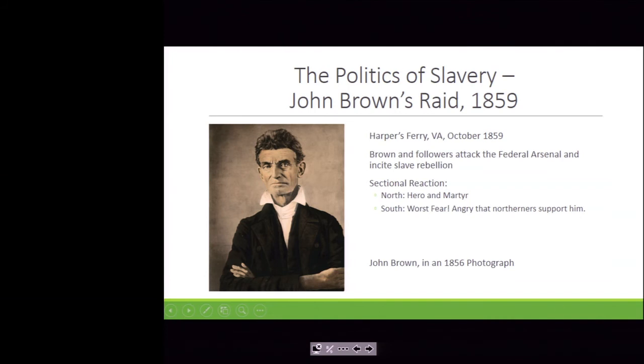He's a famous abolitionist, and he has this brilliant plan in October of 1859 that he, his sons, and his abolitionist followers are going to attack Harper's Ferry, Virginia. Harper's Ferry, Virginia is a federal arsenal. There's guns, there's ammo, there's all sorts of fun stuff that you would need to foment a rebellion. And that's what they're going to do.